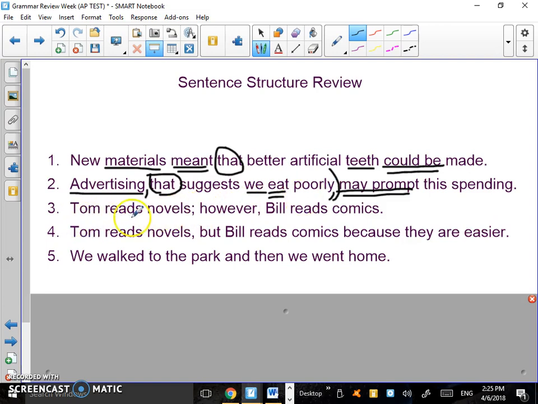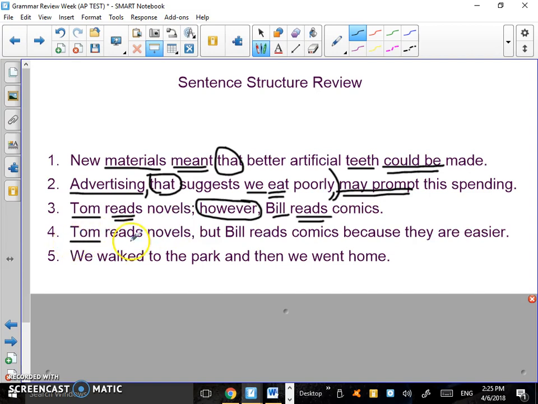Okay, the next one: Tom reads novels; however, Bill reads comics. We have Tom, we have reads, we have Bill, we have reads, and then we have a connecting conjunction. This one, because you also have the semicolon here, can act like a FANBOYS conjunction. So this would be a compound sentence.